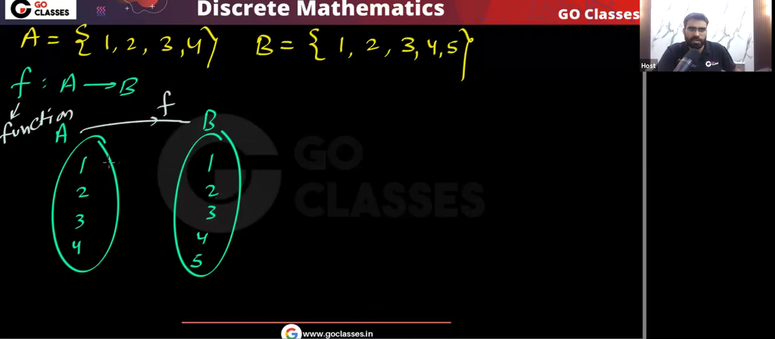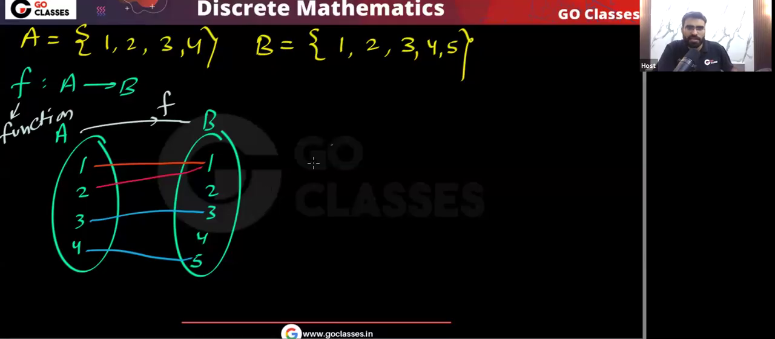So let me give you a function like this. Let's assume 1 is related to 1, 2 is related to 1, 3 is related to 3, and 4 is related to 5. So consider this one. I have given you a function, yes or no? Now what is the question saying?